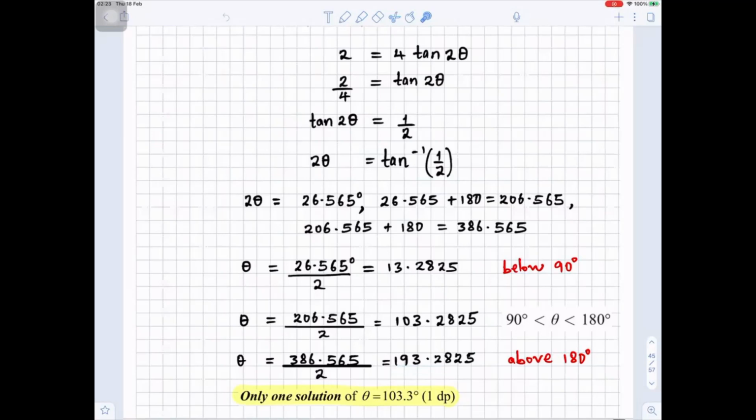But the question asks for answers between 90 and 180 degrees, very important. So 13.2 is small, it is below 90. And 193 is above 180. So the only one we want is 103.28, which we can round as 103.3 to 1 decimal place.